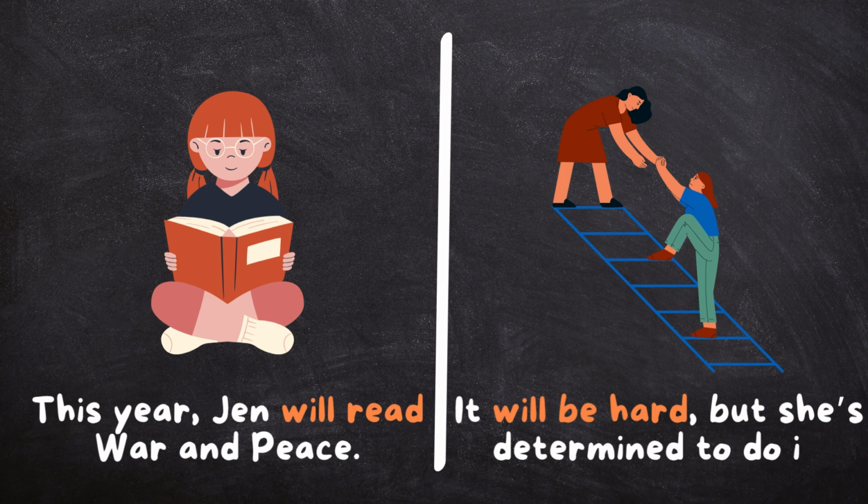In this example, we are told something that hasn't happened yet, and it is expressing to us what Jen will do in the future, which is to read. The next example is, it will be hard, but she is determined to do it. Here, we are told what she is determined to do, even though it hasn't happened yet.